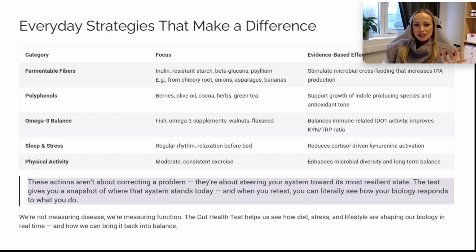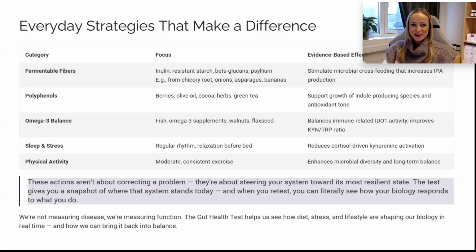And what all of this means for your daily life is basically that your microbiome and your metabolism is not something that is fixed. It is something that responds to everything that you do. So in order to influence this, you can start simple by eating a variety of plant fibers, which we get from fruits, vegetables, legumes, and whole grains. Also adding polyphenol-rich foods, balancing your fats, managing stress, sleeping well and moving regularly all influence this.